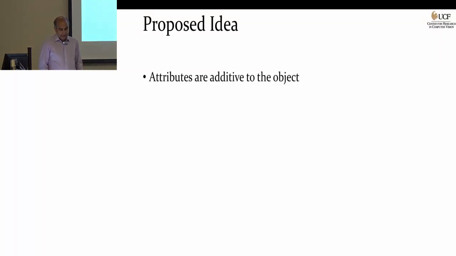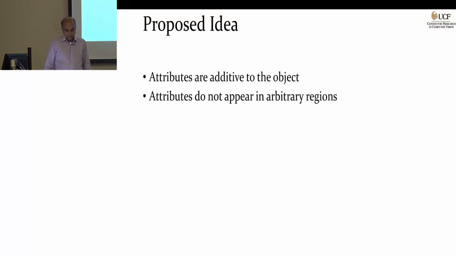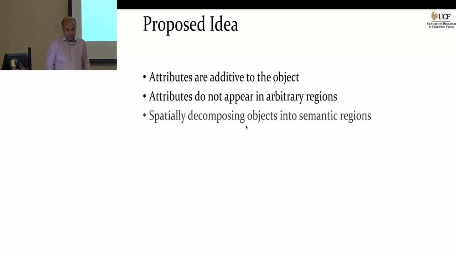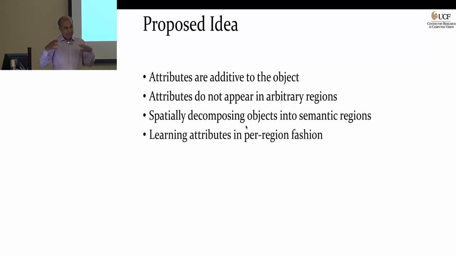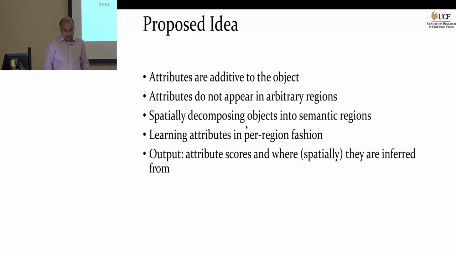Our idea is that we want to compute the attributes, which are attached to the object, and they don't appear arbitrarily in different regions. We want to decompose objects spatially into semantic regions, and then learn these attributes in a per-region fashion. Then we want to output the scores for each attribute and where they are inferred, because this would be more interesting.